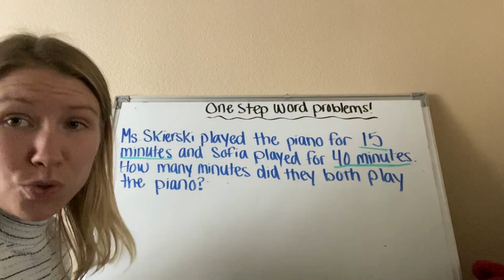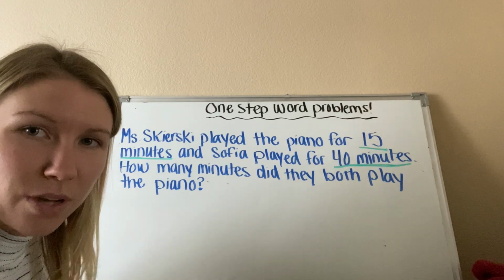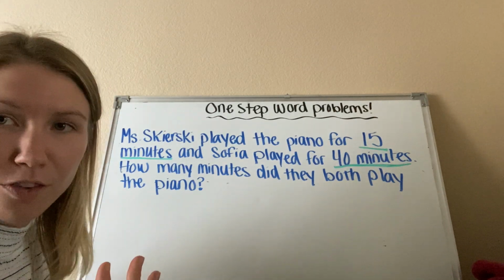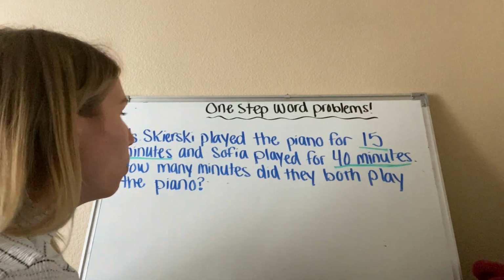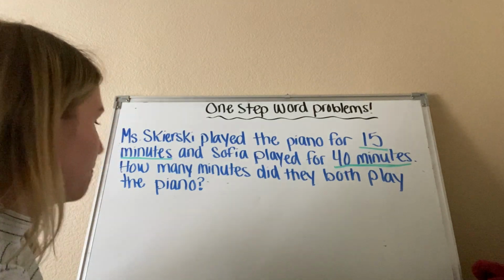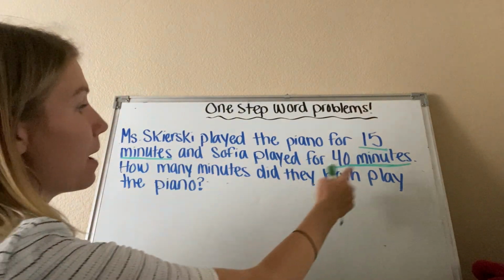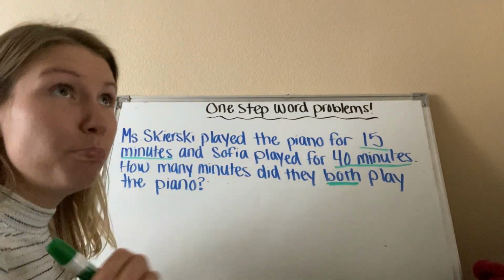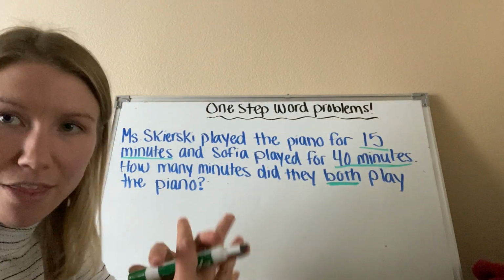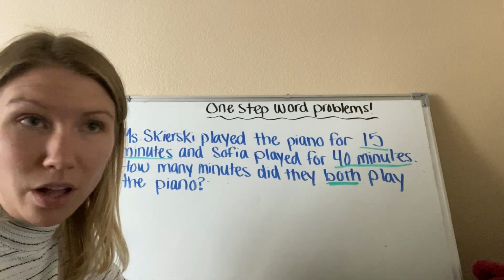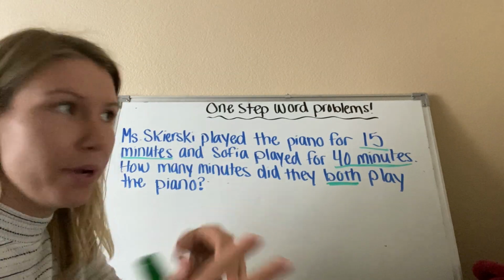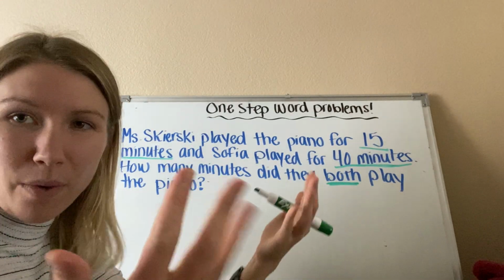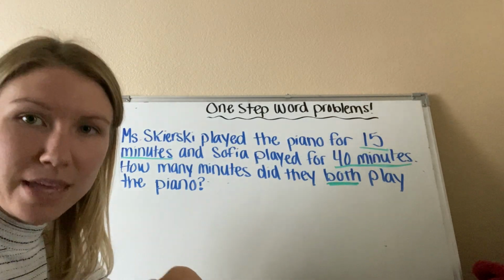And now, okay, I have my two numbers, but I don't know what I'm going to do with the two numbers. So I have to find that important information that's going to tell me what I'm going to be doing with these two numbers. How many minutes did they both play the piano? That word both tells me it wants them together, or it wants them as the total. So now I know I have my two numbers and they want the total amount of time that we played the piano.